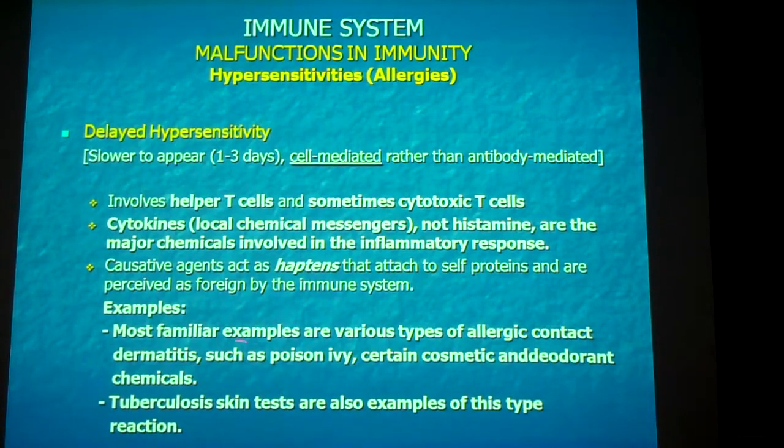And so here are some examples. You get various types of allergic contact dermatitis. For example, formaldehyde sensitivity, poison ivy. Anybody ever had poison ivy? Oh, it's miserable. I had it when I was a kid. It is miserable. Certain cosmetics can do this. Tuberculosis skin tests are this type of sensitivity right here.